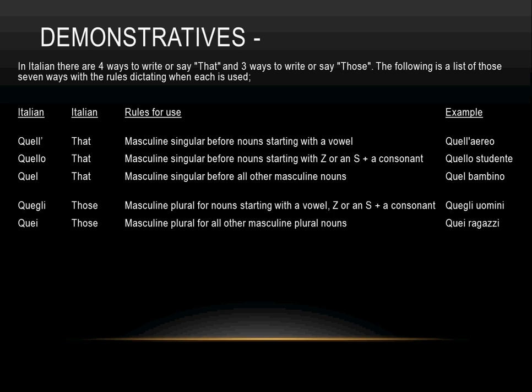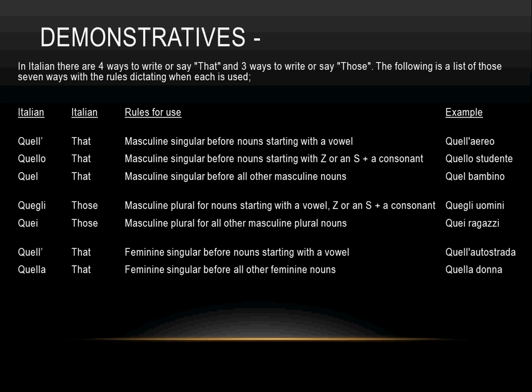So if you look closely, you can see basically all the definite articles right in here. All feminine singular nouns starting with a vowel also get quell', quell'autostrada, as does the definite article. All other feminine singular nouns are simply quella, quella donna, just like QUE plus L plus the definite article. So if that's the case, what would you think all plural feminine nouns would get? That's right, quelle, quelle bambine, those girls.